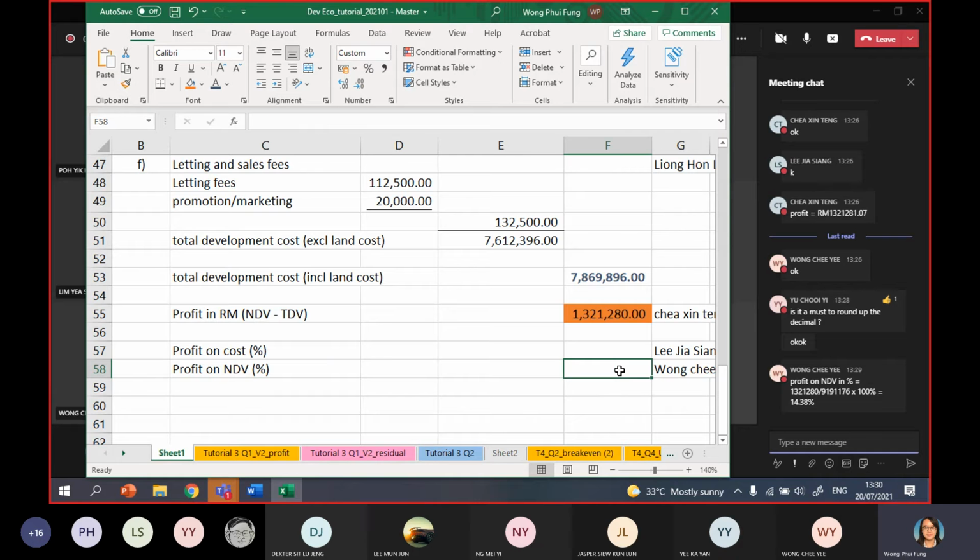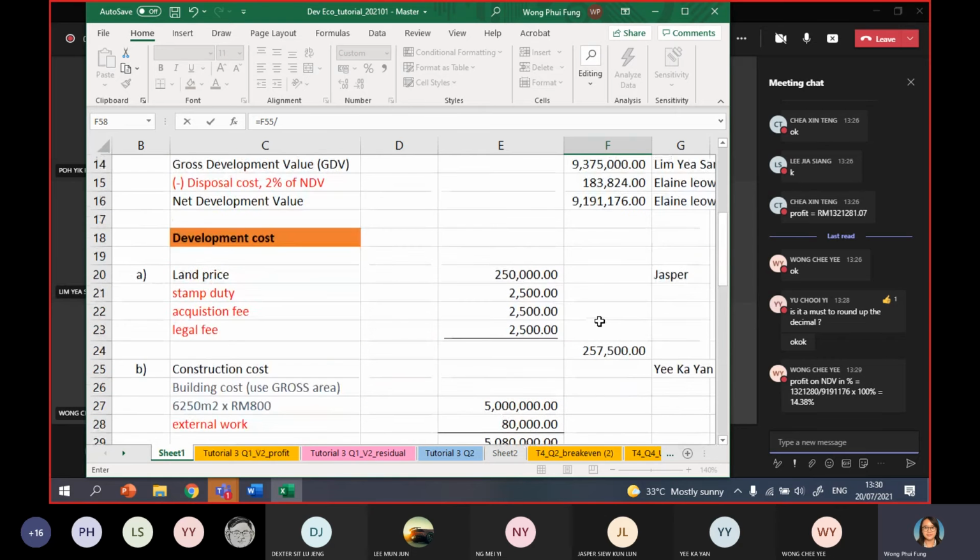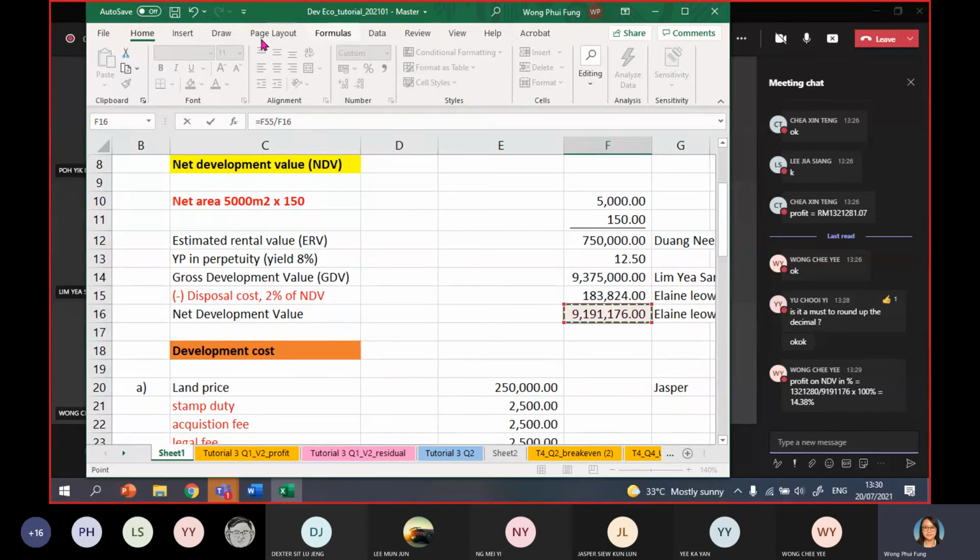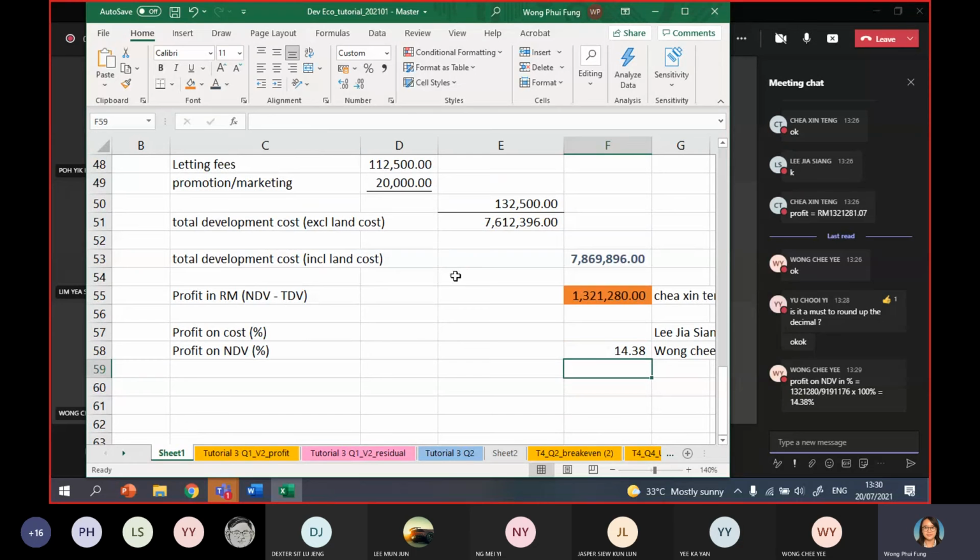So you can use the profit earned divided by NDV. NDV is this one, no? Then times 100%. That's it. So the answer is 18.38%. Okay, this one is profit on NDV. Sometimes they want to calculate profit on GDV, also can. You can also calculate profit on GDV. Okay, so now Jiaxiang, your turn.